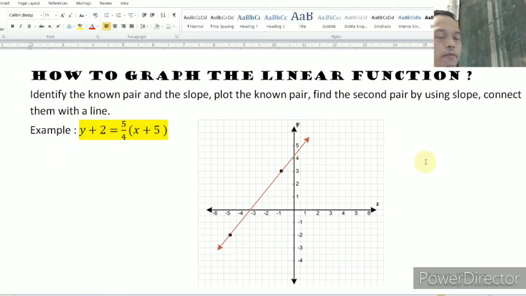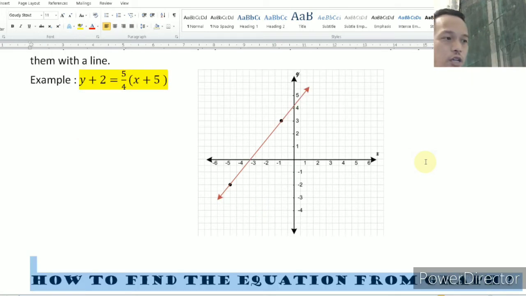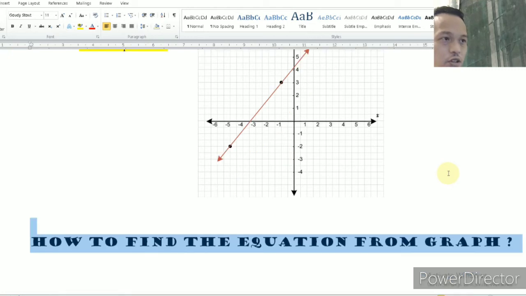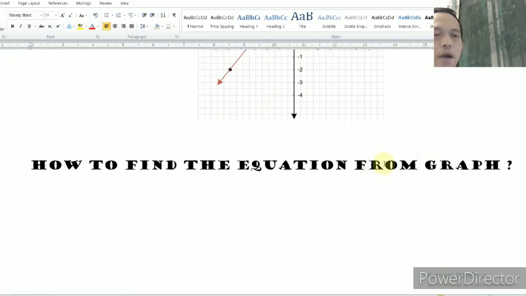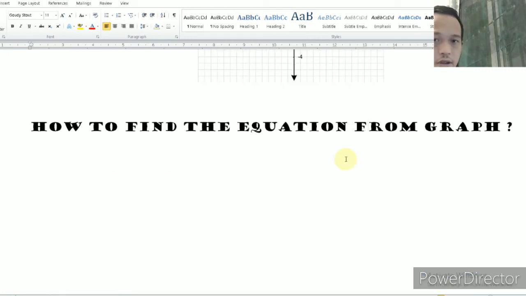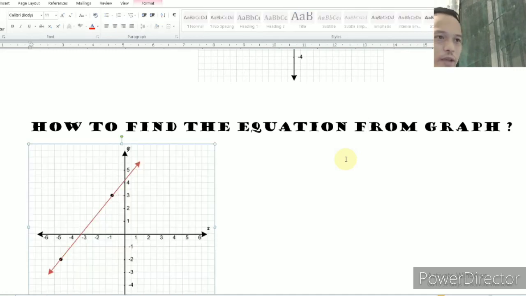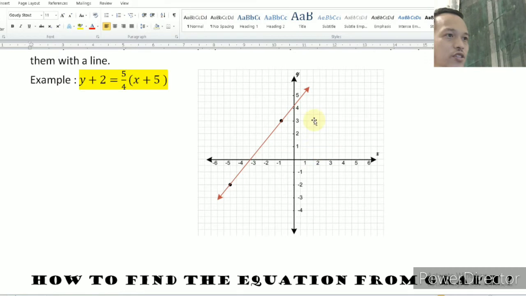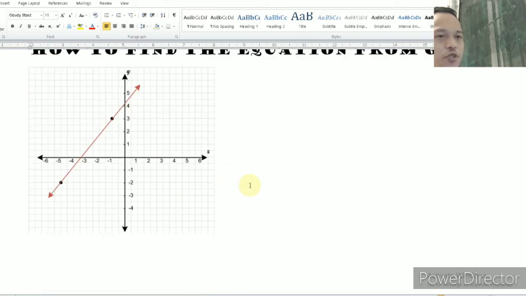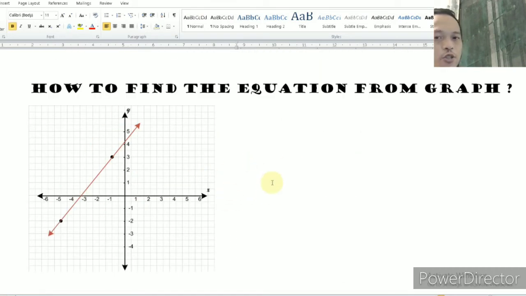Okay, and then the next skill that you need to learn is how to find the equation from the graph. So now we do the opposite. If you are given a graph, how can you find the equation in the point-slope form? For example, this graph. I use exactly the same graph, but let's pretend we don't know the equation in the point-slope form. So how can you find out the equation?